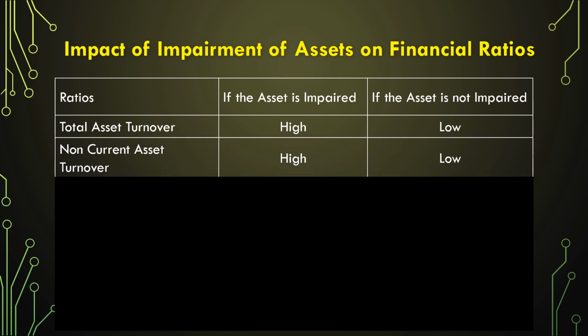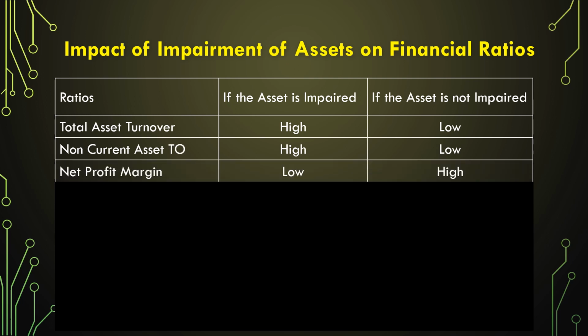Non-current asset turnover. The non-current asset turnover ratio is the sales divided by non-current assets. When there is impairment, the denominator of non-current assets is reduced. As a result, the non-current asset turnover ratio is high. However, without an impairment, the denominator of non-current assets is higher than earlier. Therefore, the non-current asset turnover ratio is low without an impairment.